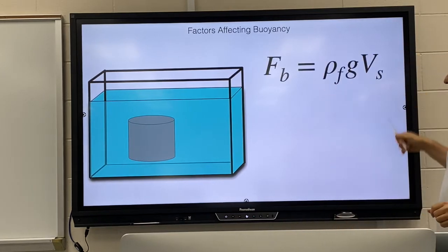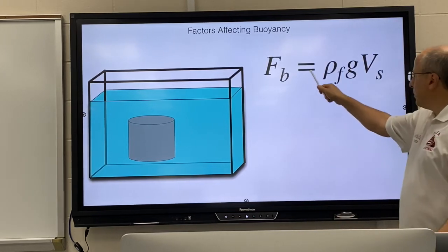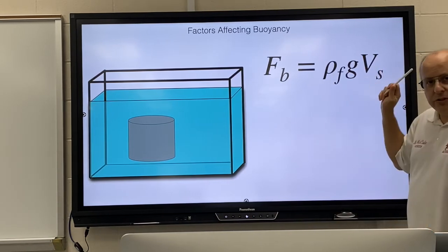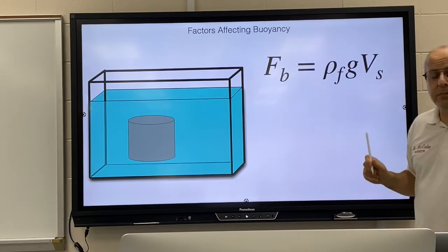So the equation looks like this. Force buoyancy, density of the fluid, gravitational field, volume submerged.